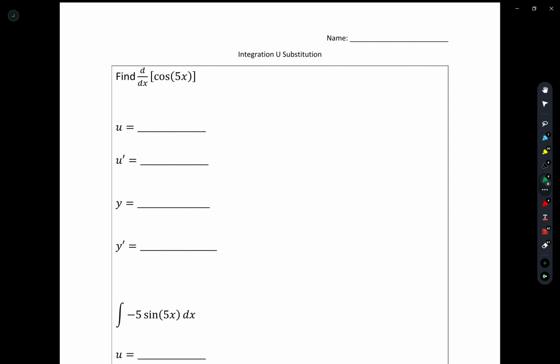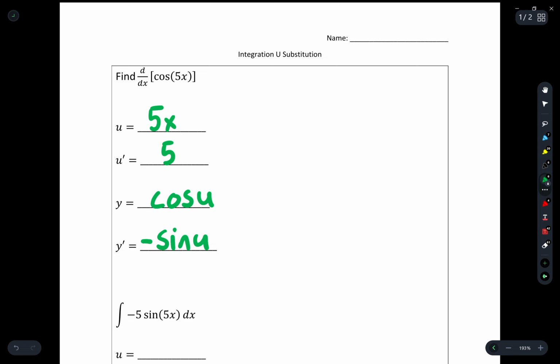Well, you see that we're going to have to find a u, which we're going to say is our 5x. The derivative of that is going to be 5. So we take the derivative of the inside times the derivative of the outside. The outside is just this main function, cosine u. The derivative of that is negative sine u. So all we have to do is take the derivative of the inside, 5, times the derivative of the outside.